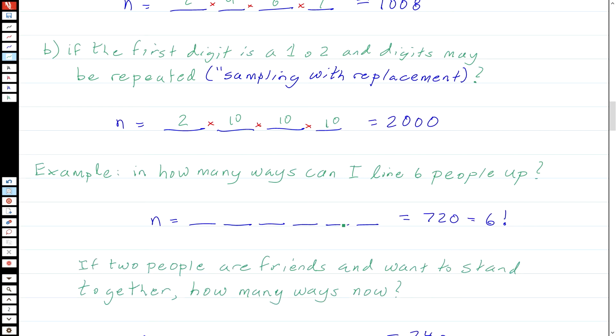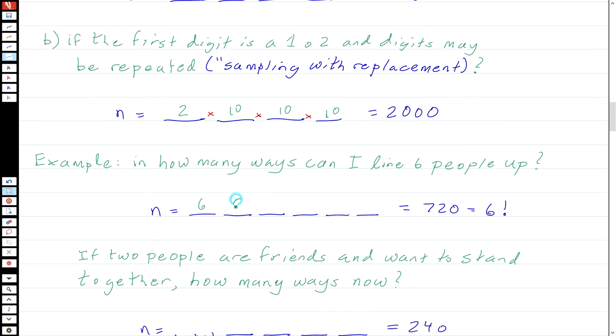We could also ask, how many ways can I line 6 people up? Well, it's a lineup of 6 people, so the very first in the row I have a choice from 6. Once I put that person in place, there's only 5 people left, so the second person is selected from 5, third person from 4, fourth person from 3, fifth person from 2, and now there's only 1 person left, and they are at the end.